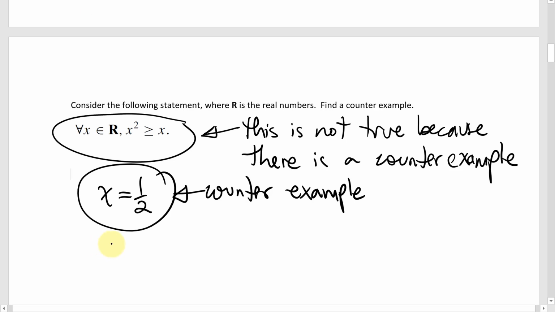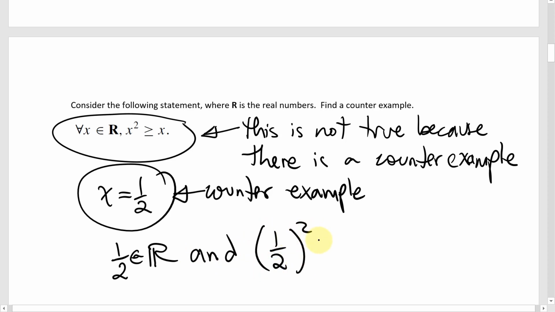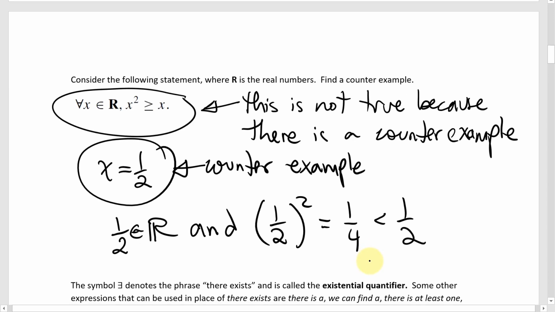So I could say 1/2 is, and this is justifying why it's a counterexample, because it is a real number, and 1/2 squared is 1/4. And 1/4 is less than x, which is 1/2. So the statement that squaring it is greater than the value isn't true. In fact, just the opposite. It's strictly less when you square it. If you begin with the number 1/2, it's less than the value you began with. So that's the counterexample.